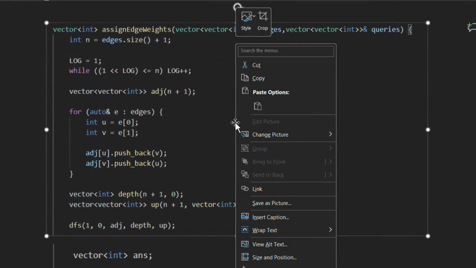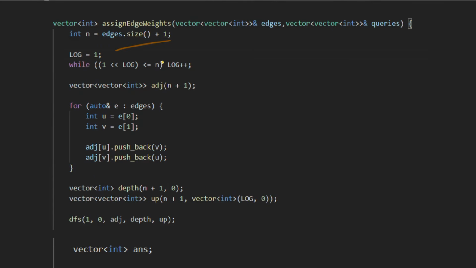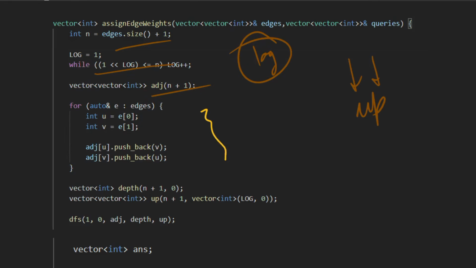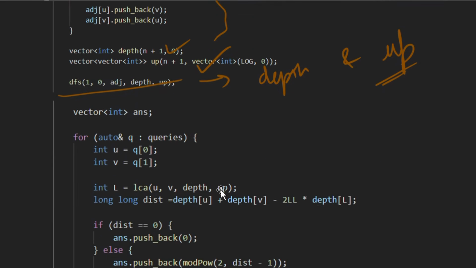Now this is our main function. In the main function we have taken n, which is the number of edges, and then we have calculated the total number of levels using log, right? And then we have this adjacency list. Using this adjacency list, we have taken a vector depth and a 2D array up, and then we have called the DFS function. This DFS function will tell us the depth and the up table that we use for binary lifting, and then we process all the queries.